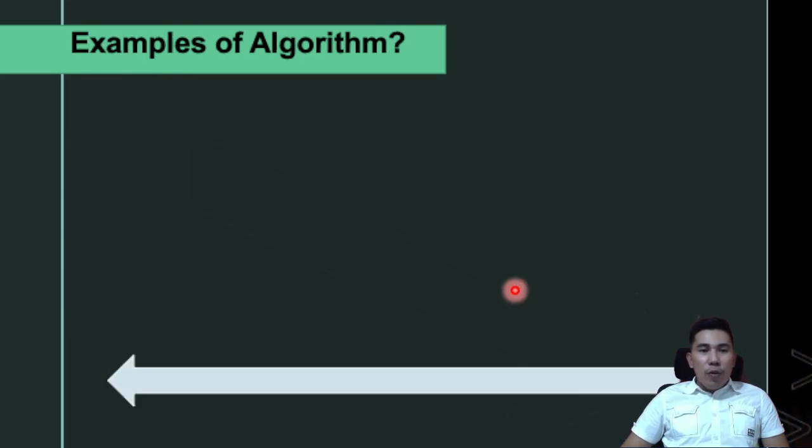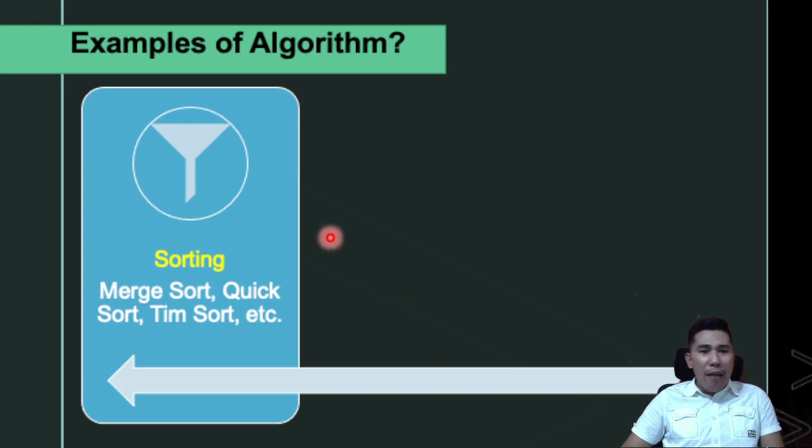All right, so what are the examples of algorithms? Here we have sorting algorithms or sorting techniques. We have some examples here: merge sort, quick sort, Tim sort, bubble sort, selection sort, insertion sort, and we are going to discuss those in, I guess, week 3.